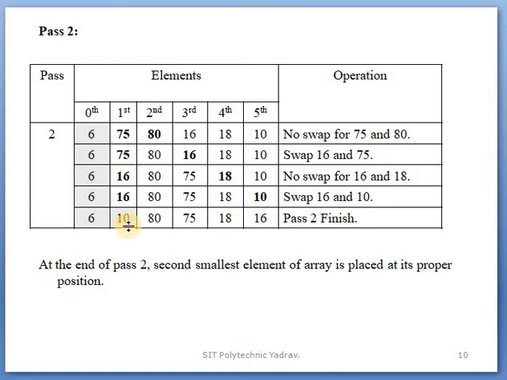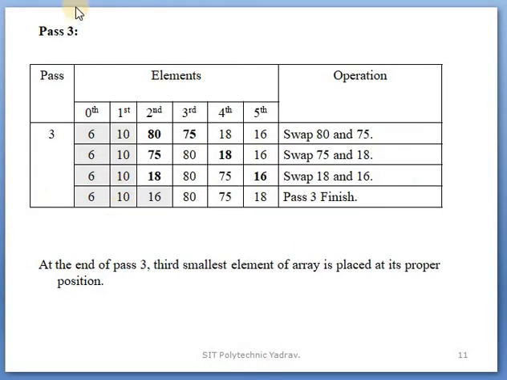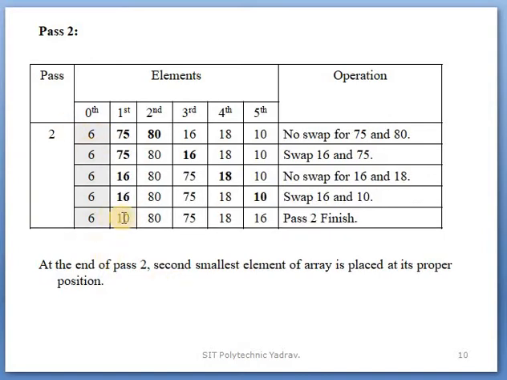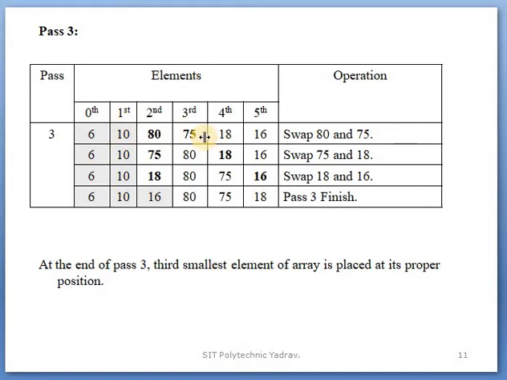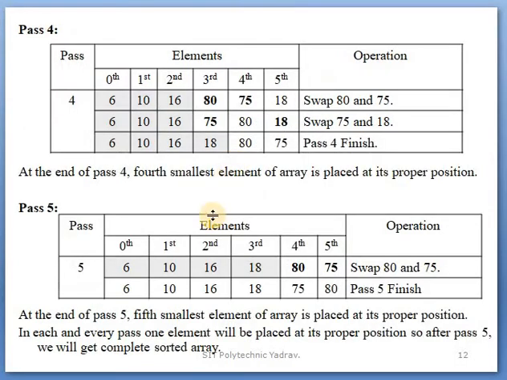Clear? After that, the third pass. Okay, in that, which numbers are taken? 6, 10, 80, 75, 18, 16.